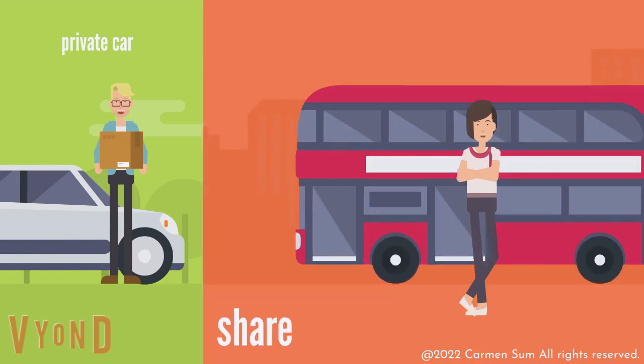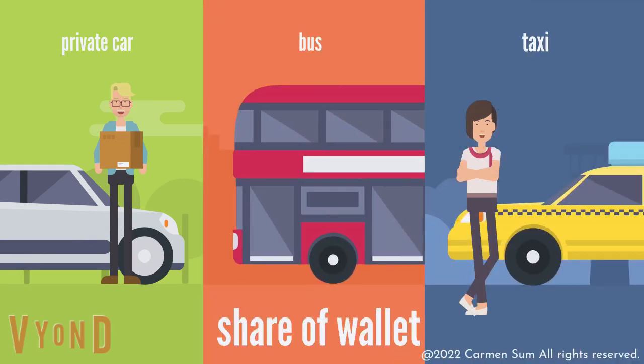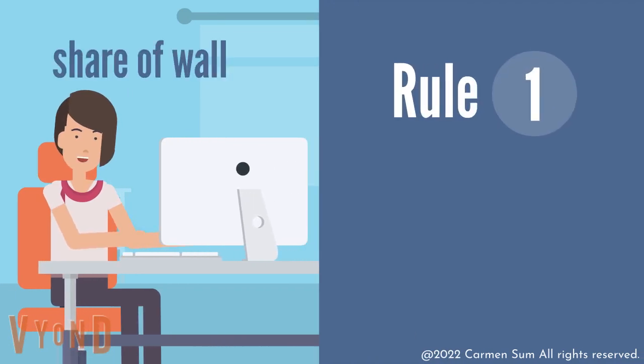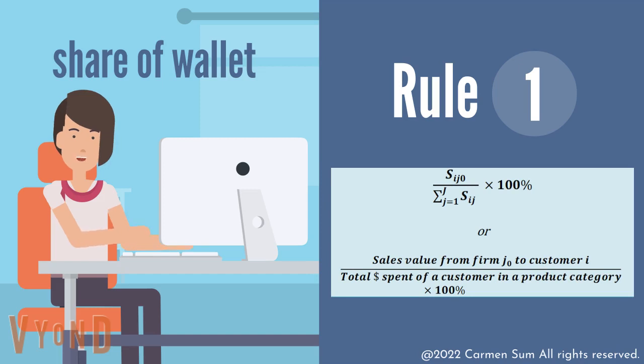Another one is share of wallet. It is critical for marketers to know the percentage of the total expenditures in a product category that an individual brand satisfies a customer's needs. There are two ways to measure the share of wallet. The first rule is to calculate the proportion of spending in a specific brand of a product category over the total spending in a product category times 100%.